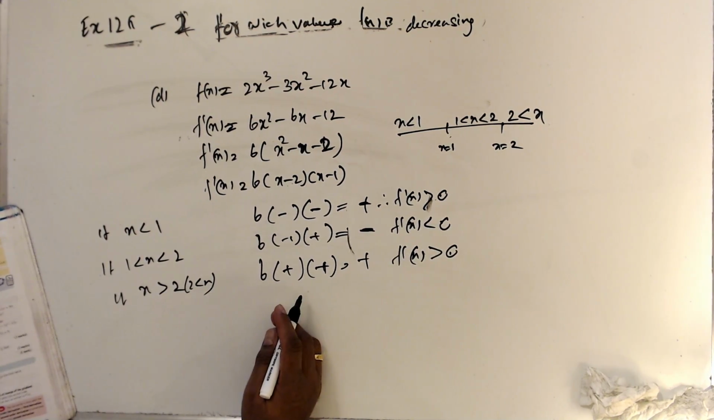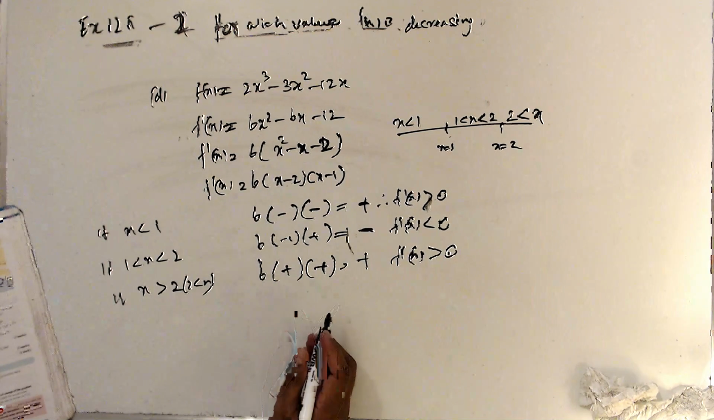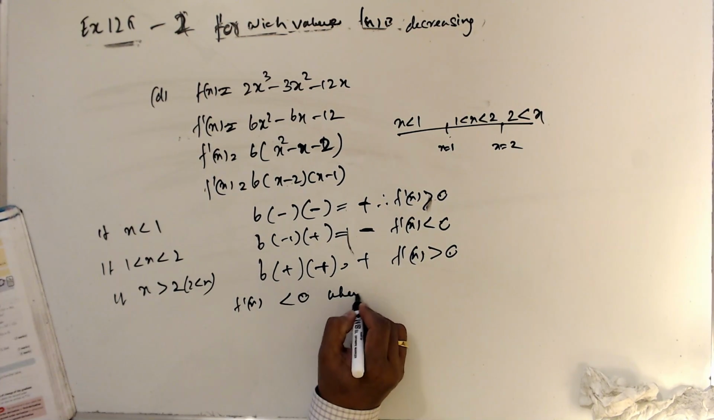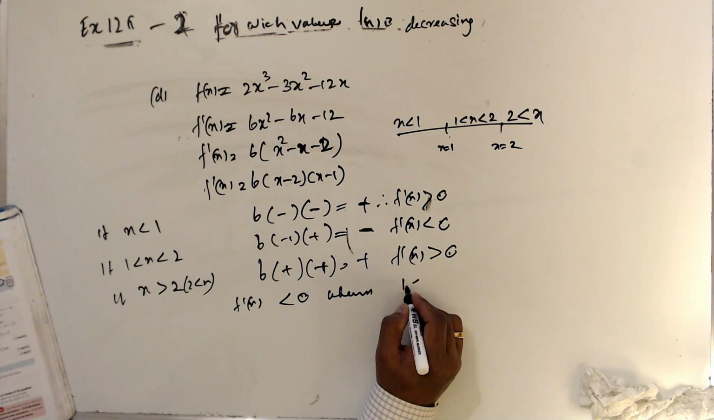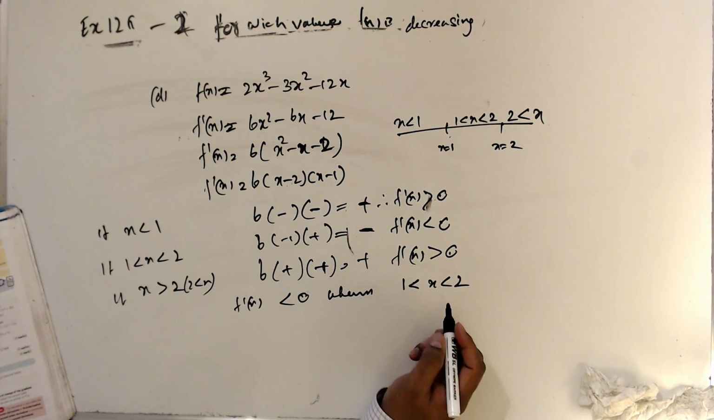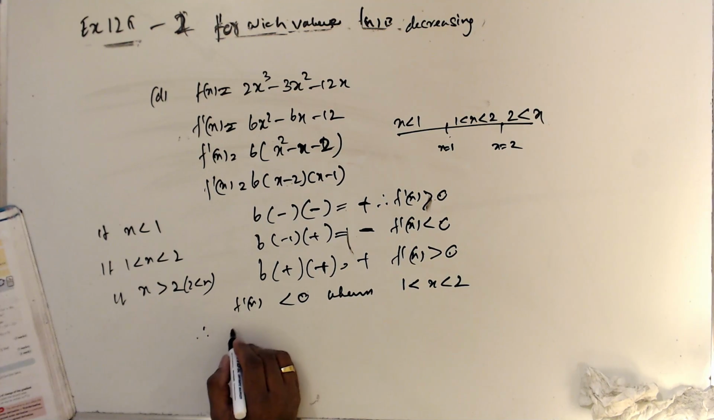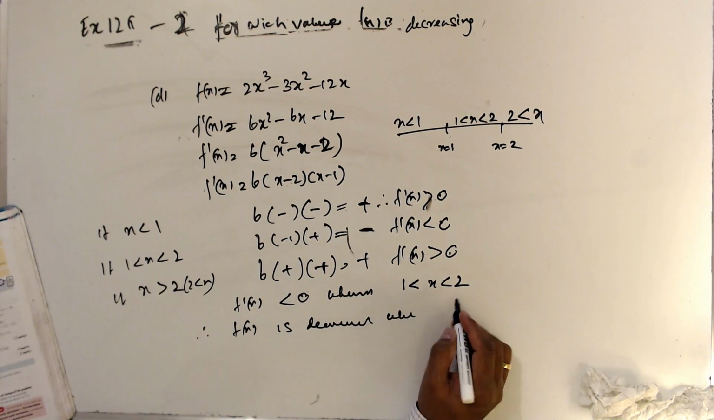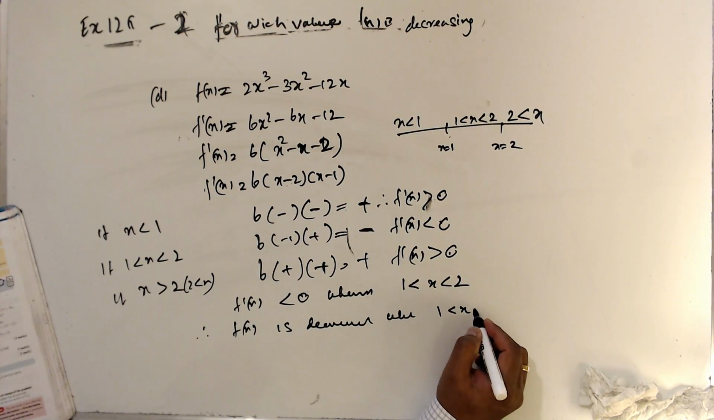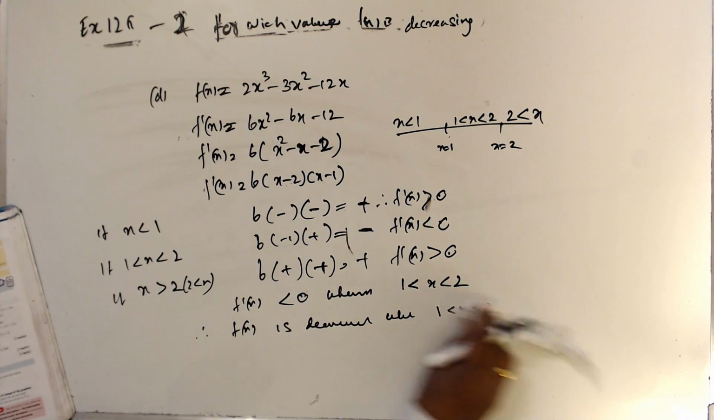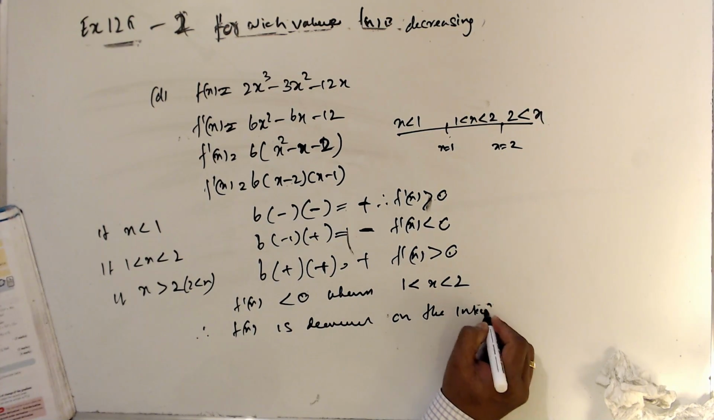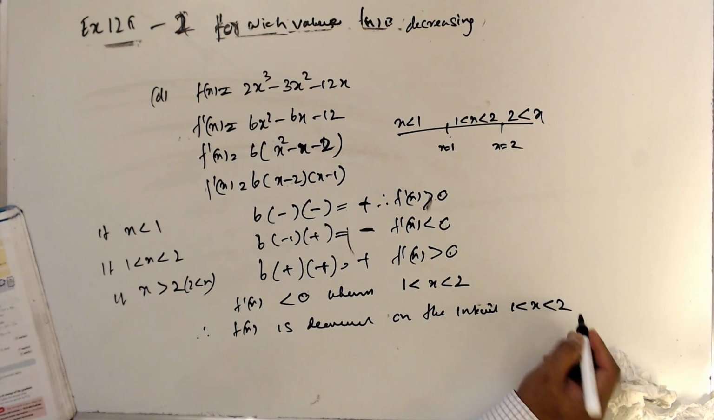Now, which area is it? You can see f dash x is less than 0 when x is between 1 and 2. So hence f(x), the function, is decreasing when 1 is less than x less than 2, or the function is decreasing on the interval 1 less than x less than 2.